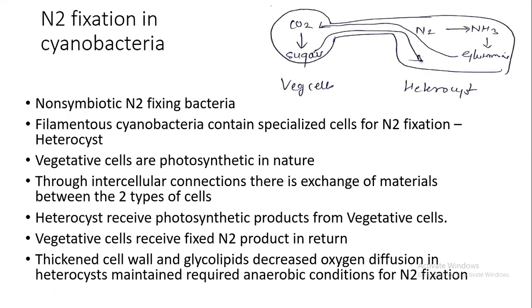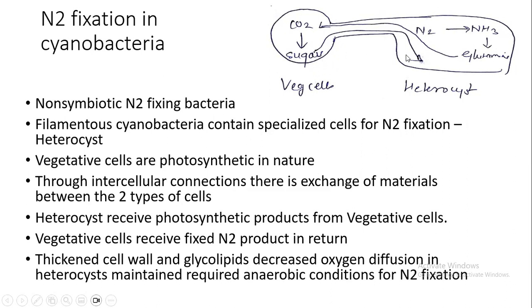So this slide represents how the distribution of work takes place in non-symbiotic nitrogen fixing bacteria. Here we are looking at the example of cyanobacteria. These are filamentous bacteria, and they have different types of cells that are present within the cell structure. So one type of cells are the vegetative cells. These are photosynthetic in nature, and they will carry out photosynthesis and generate sugars during the process.